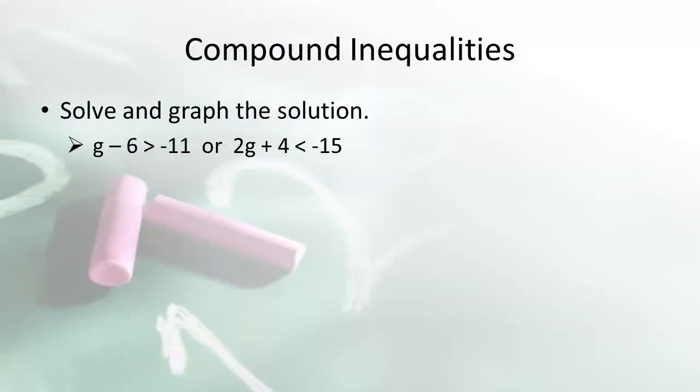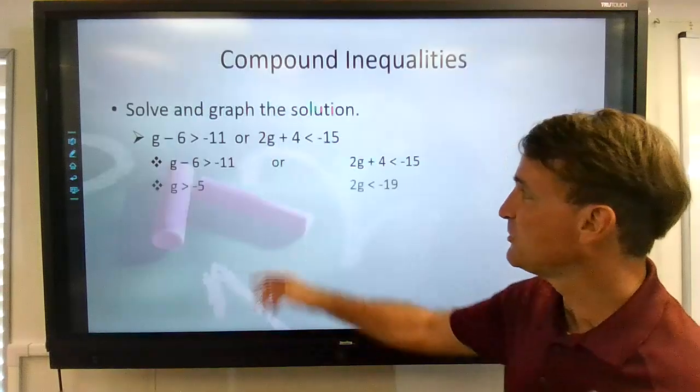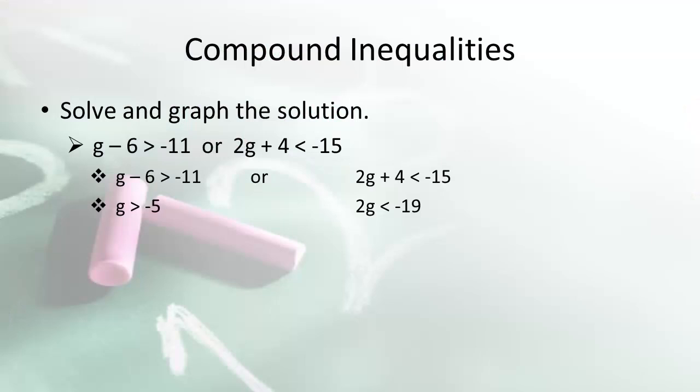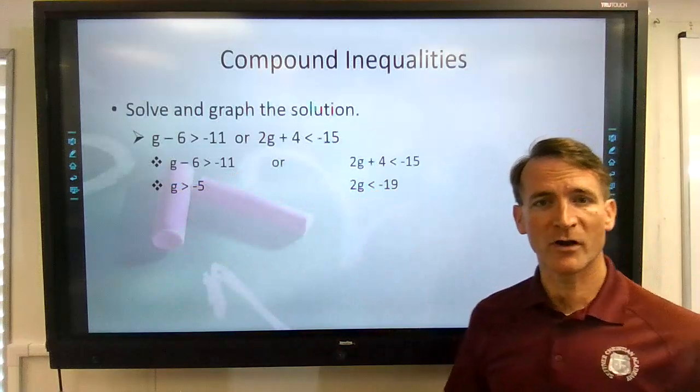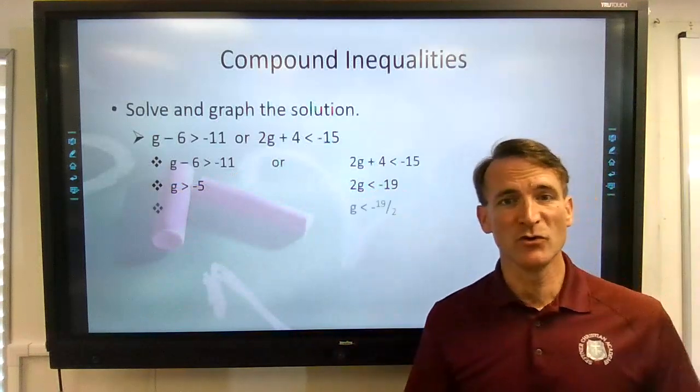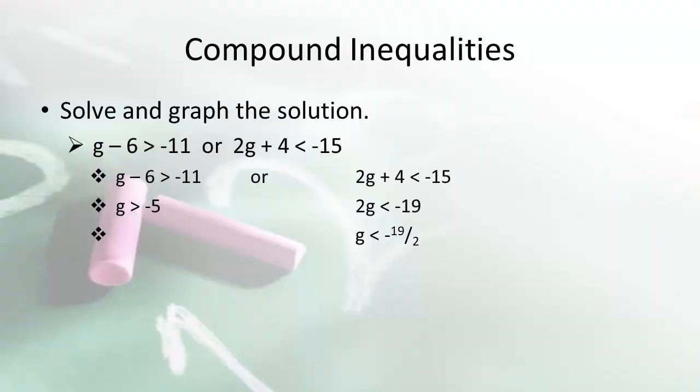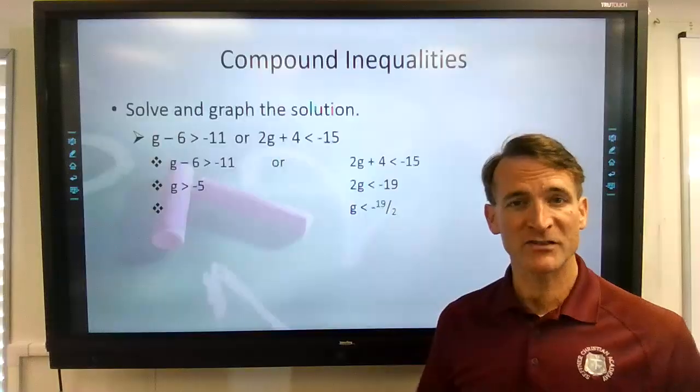Try this one. We have g minus 6 is greater than negative 11, or 2g plus 4 is less than negative 15. So I'm going to break it up into its two pieces. On this first equation, I'm going to have to add 6 to both sides. On the second equation, I'm going to have to subtract 4 from both sides. So what that gives me is g is greater than negative 5 on my left, and 2g is less than negative 19 on my right. I'm done with the one on the left, but I do have one more step with this one on the right. I've got to divide both sides by 2. That gives me g is less than negative 19 halves, or negative 9.5 if you have a decimal.